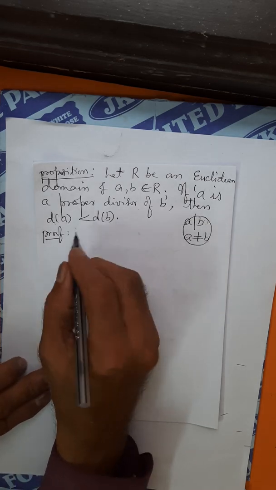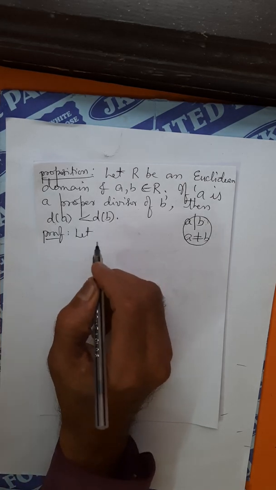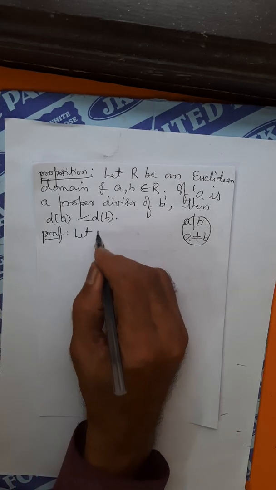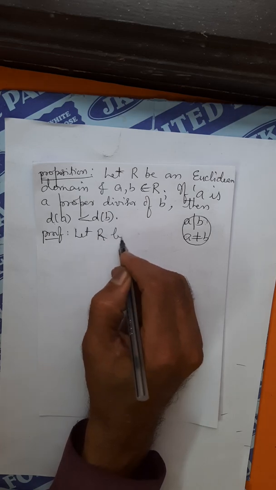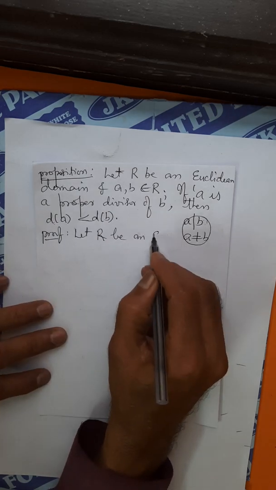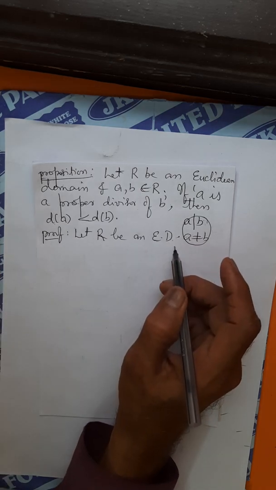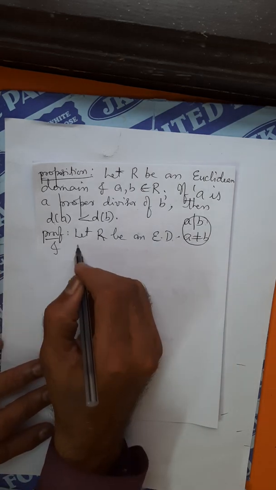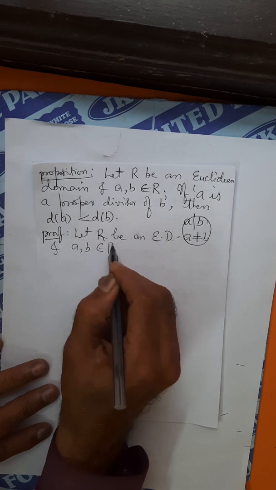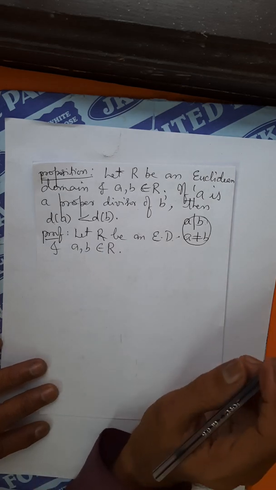Let R, capital R, be a Euclidean domain. I will write it as ED, Euclidean domain. Fine. Assume that A and B are two members of R, A, B belong to R. Right?